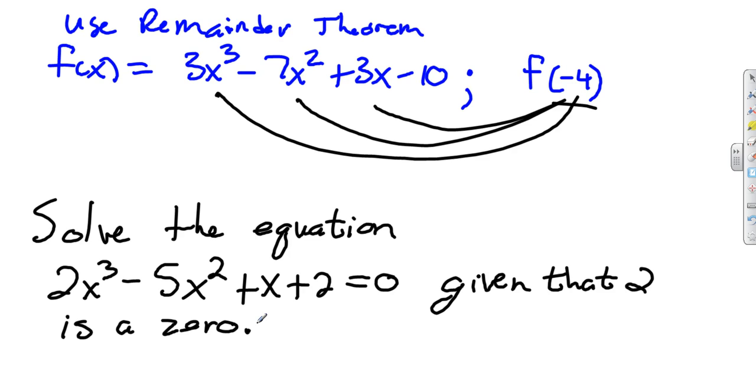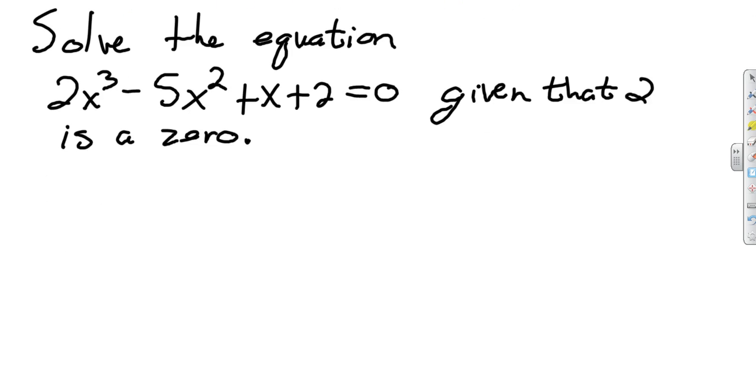Okay, so they'll tell you, here's an equation, or sometimes they'll tell you, here's a function, and they want you to solve it given that 2 is a 0. Alright, so here's basically what they want you to do for something like that. When they give you a problem like this, when they tell you that 2 is a 0 or 2 is a solution, or however they word it, that means you have to do synthetic division.